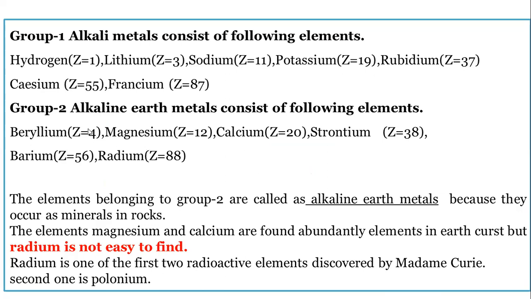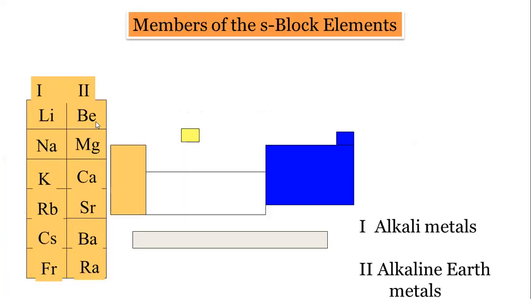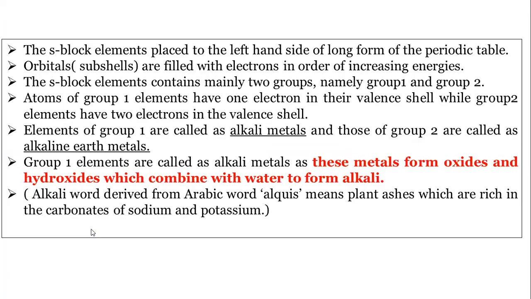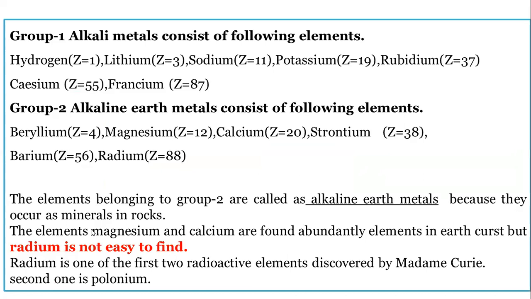I have prepared one short form. Beryllium, that is Beta: Be, Mg, Ca, Sr, Ba, Ra. So Beta is for beryllium, Mange for magnesium, Car for calcium, Scooter for strontium, Bap, Ba, for barium, and Ra for radium. So by using these tricks, we can remember all these group 1 and group 2 elements.